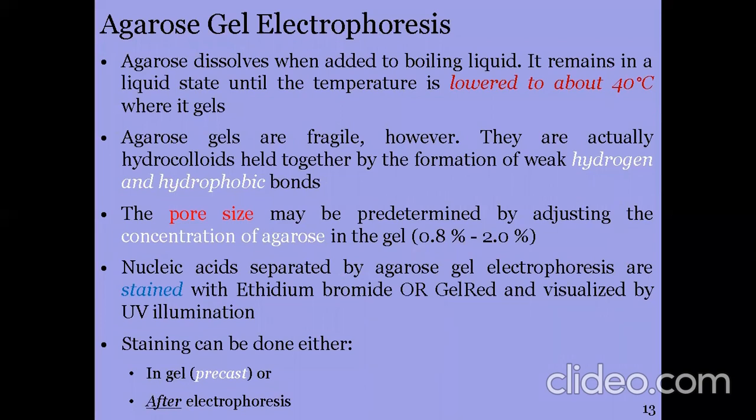Fragile means it is weak, it can break easily. But agarose gel is fragile. Polyacrylamide gels are not fragile. They are a bit harder. They can easily be molded, they are not fragile. They break if we use them carelessly. Okay? So this is in comparison to polyacrylamide gel.